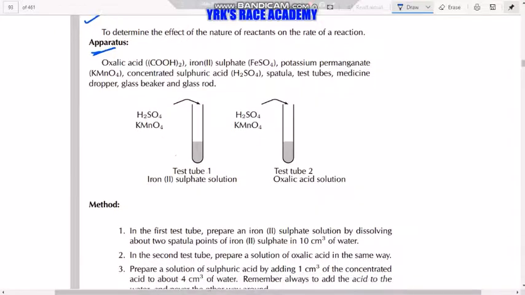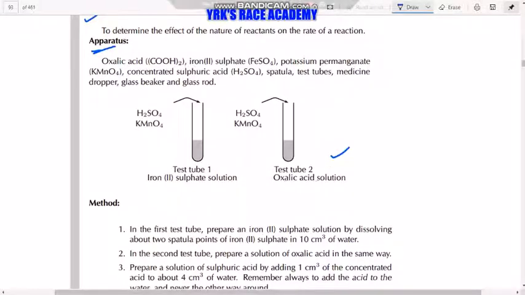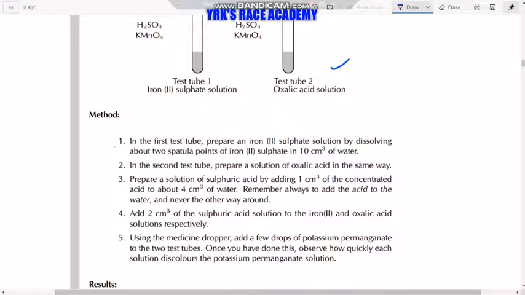We take two test tubes. In the first test tube we prepare the iron sulfate solution, dissolving about a spatula point of it. After that we add this iron sulfate to 10 ml of water. In the second test tube, we prepare the solution of oxalic acid in the same way. After that, 1 cm3 of these solutions is added to 4 cm3 of water.